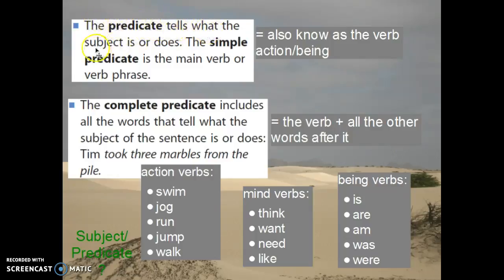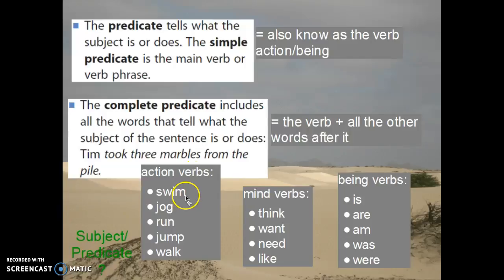The predicate tells what the subject is or does. The simple predicate is the main verb or verb phrase. And boys and girls, when they say simple predicate, they mean one word. Predicate is also known as the verb, and it can be an action verb, a being verb, or even a mind verb. So you'll see below some examples of each kind.